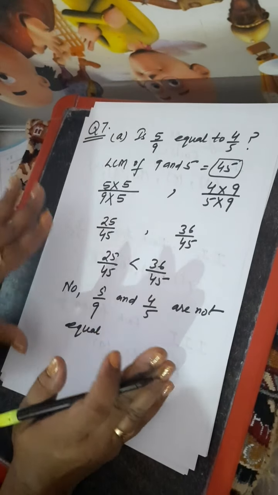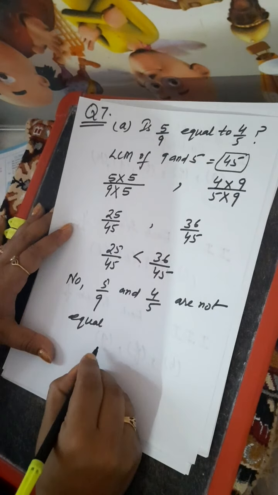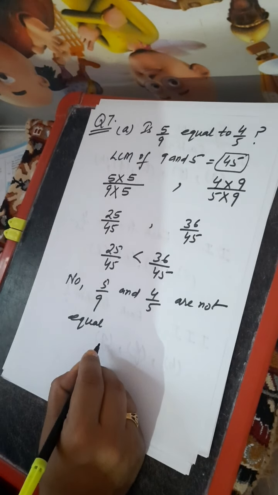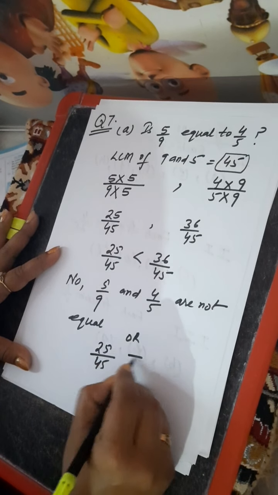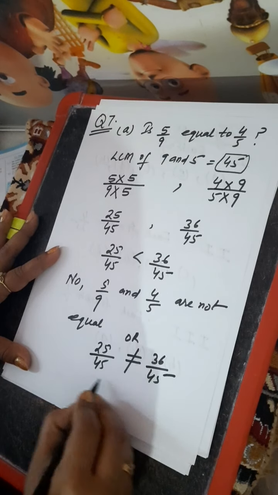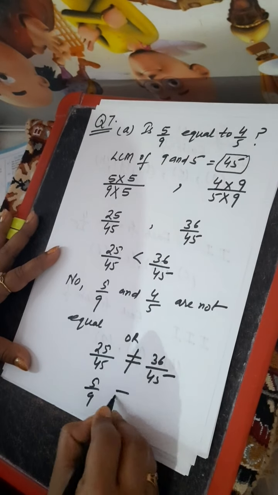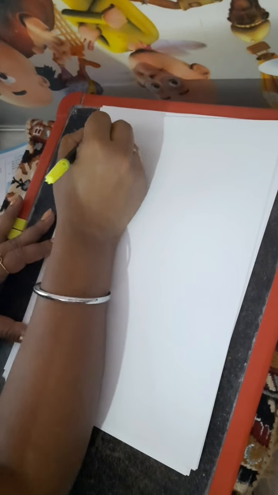They are not equal. So here the A part answer is no. For simplicity we can write like that: 25 upon 45 is not equal to 36 upon 45. So we can say that 5 upon 9 is not equal to 4 upon 5. So let's do the next part, B part.